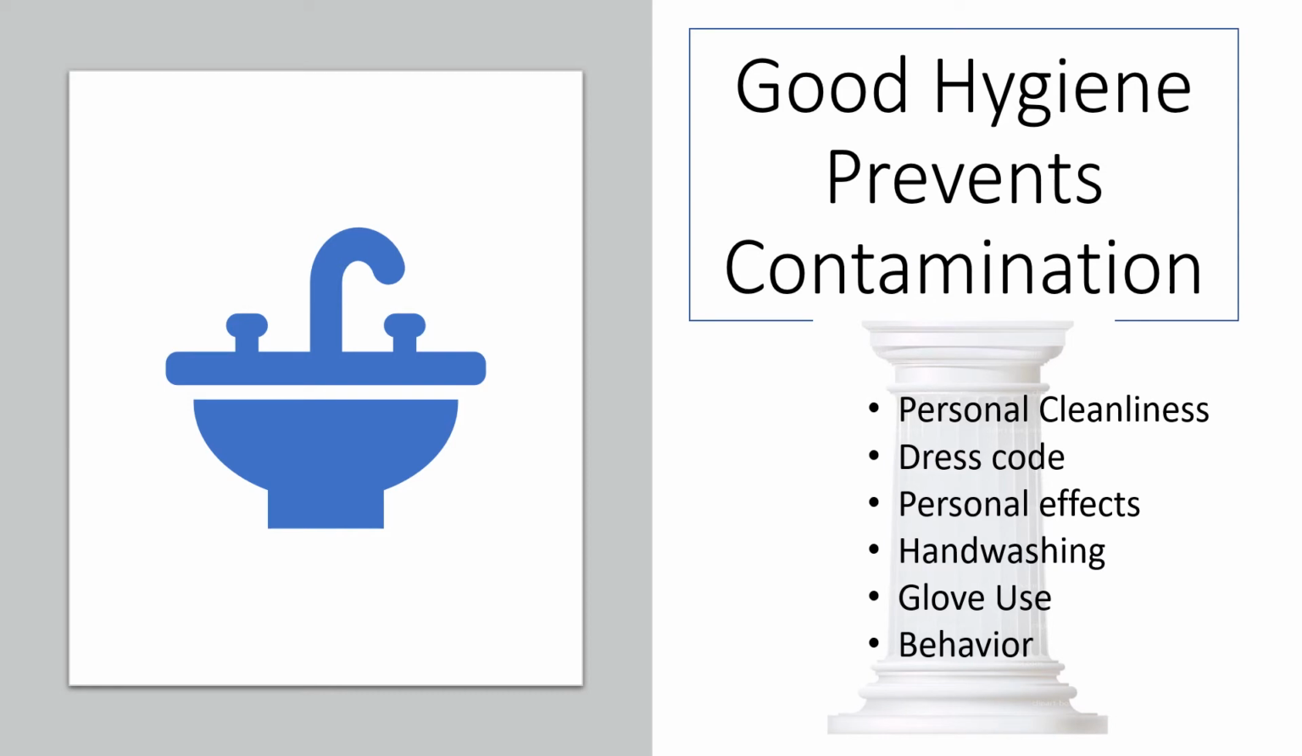So, how do we prevent biological contamination from hitchhiking along these complex paths, making its way to food and potentially to customers? With good hygiene. And the pillars of good hygiene are personal cleanliness, dress code policies, personal effect policies, hand washing, proper glove use, and behavioral policies.